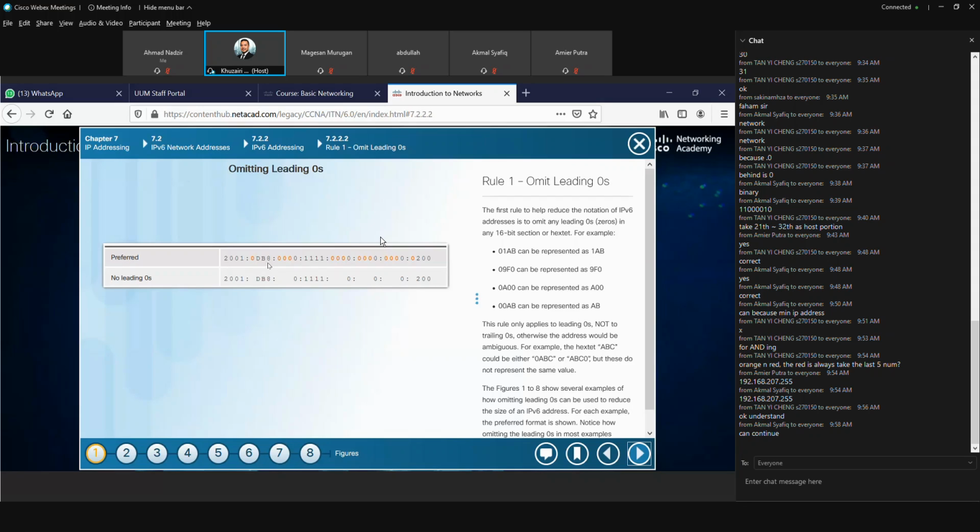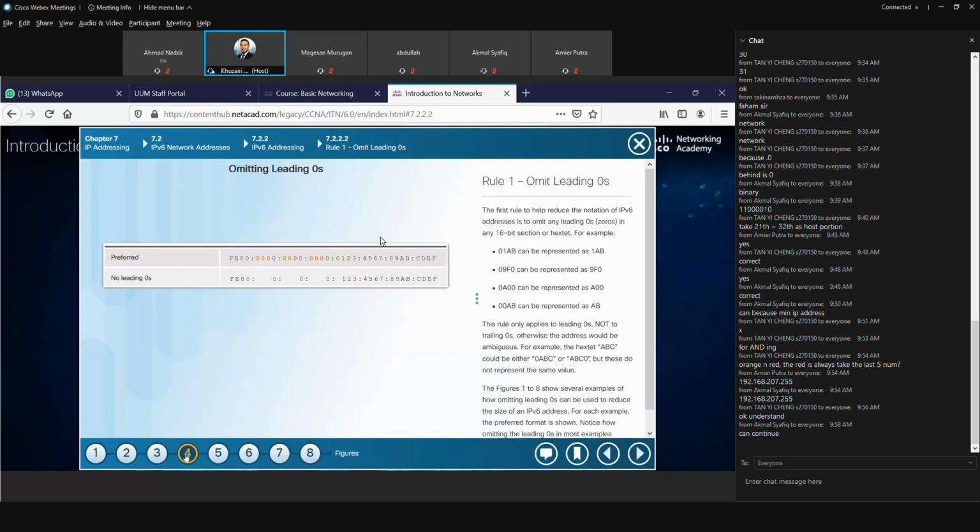You can see the leading zeros here: 0db8, you can omit the first 0 and it becomes db8 only. And then you have 0000, you can omit the first three 0s and just leave one 0. So you can write it in this form. Another example of omitting leading zeros, you can do this, same like this.